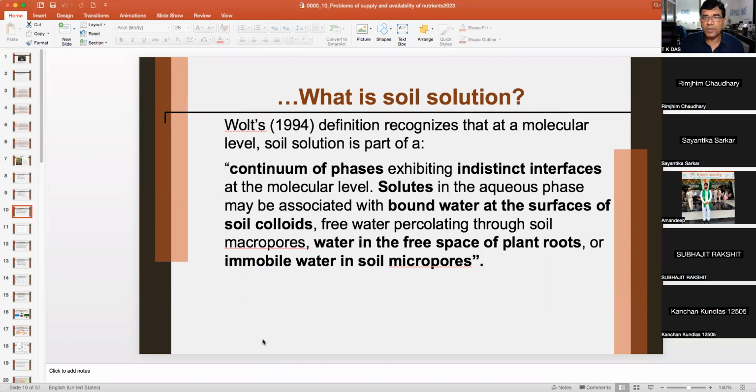The word definition recognizes that at a molecular level, soil solution is part of a continuum of phases existing in distinct interfaces. It means they are in continuity: solid, liquid, gas. Solutes in the aqueous phase, the solution which is made up of water, may be associated with bound water at the surfaces of soil colloids. So you can have water on the surface of the soil colloid that can dissolve the ions or other solutes. That is your soil solution.